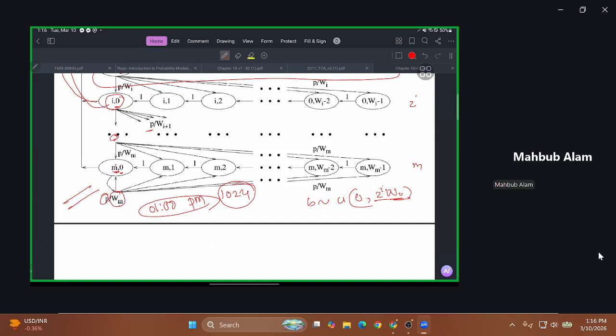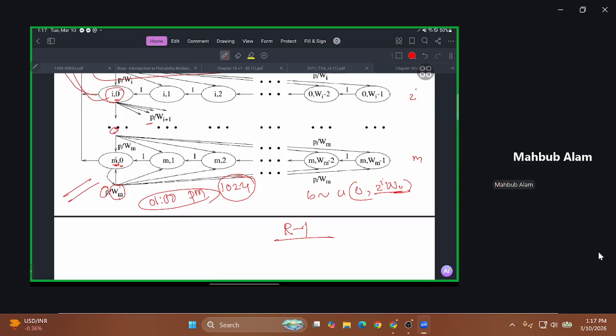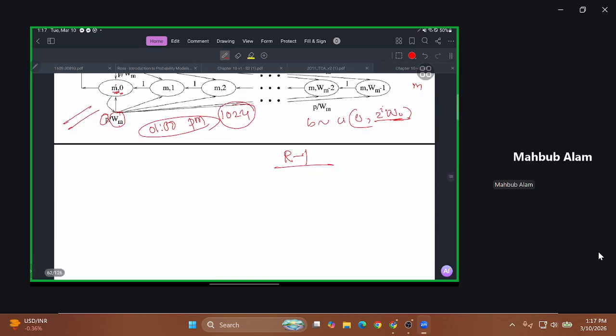However, in 802.11, after a number of R minus 1 retries, a packet is discarded. But here, the model is assumed that the packet is never discarded. This is okay. So this sort of assumption is not violating the DCF, but this is true.